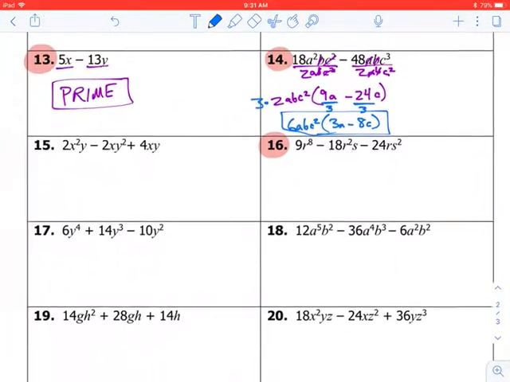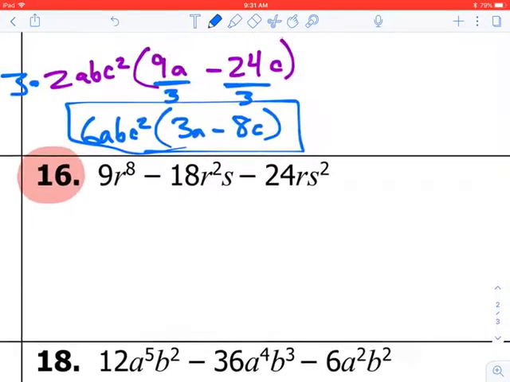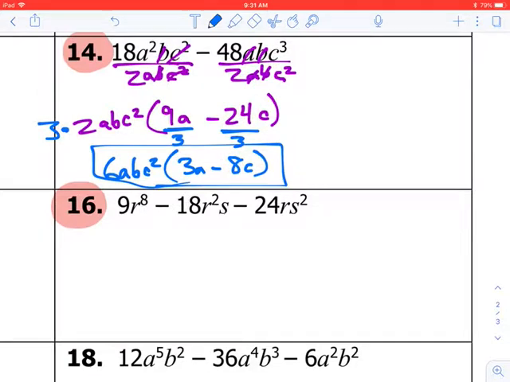And so let's look at one more here. Number 16 is fine. Let's do that one. So 9, 18, 24, all can divide by 3. These two can divide by 9, but 24 cannot, so I can't do 9. And then all of them have at least one R, but the first one doesn't have an S, so I can't take out an S. So 3R on the outside. 9 divided by 3 is 3.